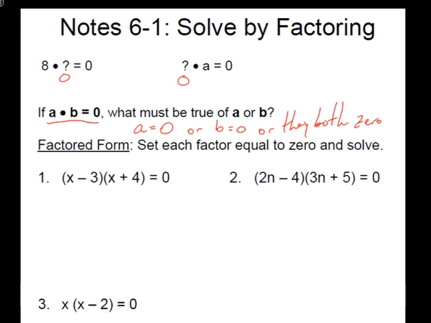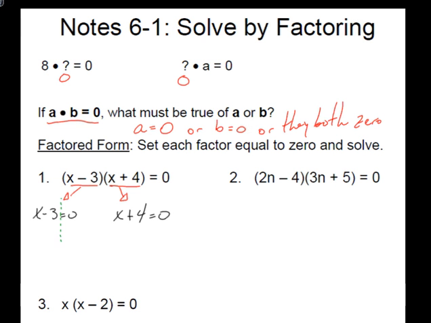So here it says factored form. So set each factor equal to 0, then solve. So here they already have it factored form. So I have each of these factors. I'm going to take each of these and set them aside. So here I have x minus 3 is equal to 0. Then I have x plus 4 is equal to 0. And I'm going to solve each of these respectively.